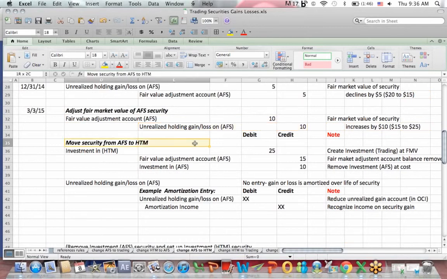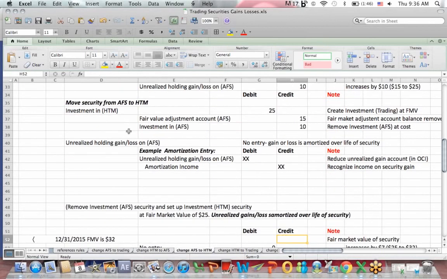Now we're going to move the security from an available for sale to a held to maturity security. So we create a new asset, investment in held to maturity, at $25, which is the current fair market value. We remove the investment in available for sale security by crediting it for its cost. Going forward, we don't need the fair value adjustment for available for sale anymore, so we are going to debit that account by $15. Debits now equal credits, and the fair market value adjustment account is removed. Going forward, it's a hold to maturity security.